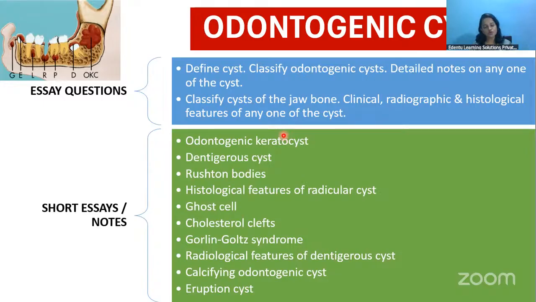If you look at the short note section or the brief note section, sometimes a particular feature of the odontogenic cyst is asked, like the histological features of radicular cyst or the radiographical features of the dentigerous cyst. Then Rushton bodies, Ghost cell, cholesterol cleft, Gorlin-Goltz syndrome, calcifying odontogenic cyst and eruption cyst were all asked as short essays and short notes also. So in this session, we'll be dealing with all the questions related to the odontogenic cyst section.